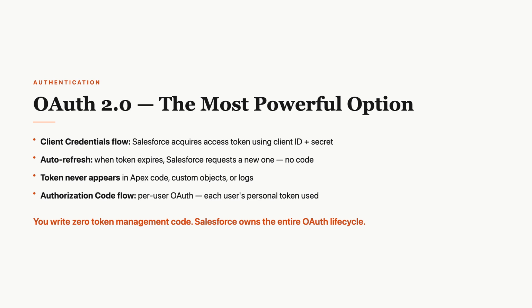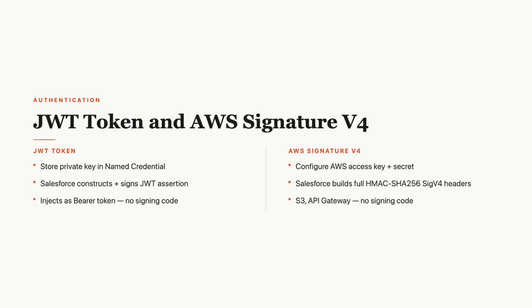OAuth 2.0 is where named credentials become most powerful. For the client credentials flow, used for machine-to-machine integrations, you configure the OAuth app's client ID, client secret, and token endpoint URL in the named credential. Salesforce requests the access token from the token endpoint, stores it, injects it as a bearer token on every callout, and refreshes it automatically when it expires. You write 0 token management code. The token never appears in Apex.